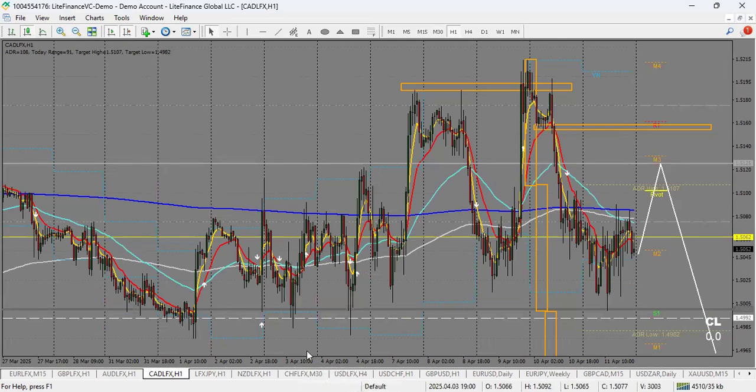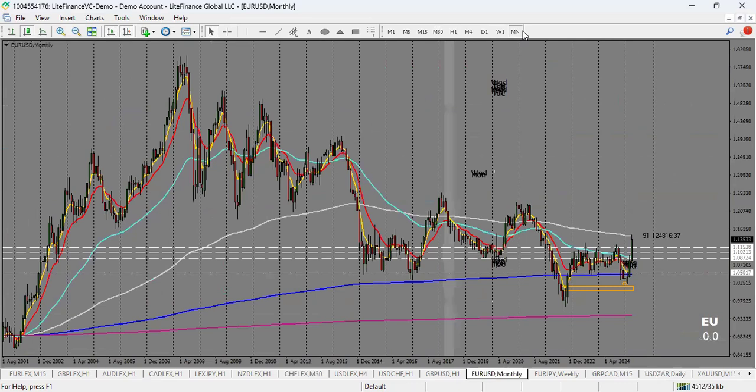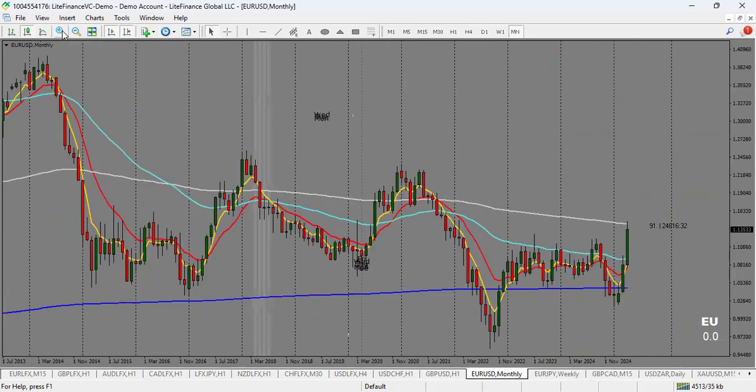So we'll look at the market structure, liquidity areas, and where the market makers might be positioning. So let's start off with EURUSD. So we'll start with the monthly time frame. And here is where we'll be looking at the market structure. Is it bullish? Is it bearish?